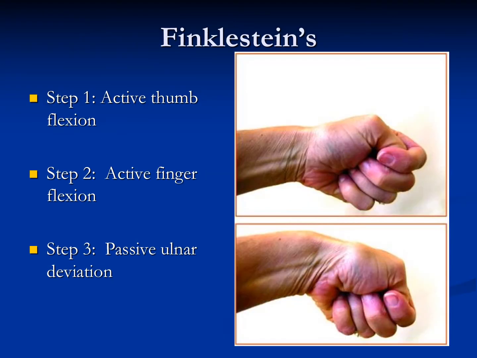You guys have heard of the Finkelsteins. These are the steps. You've reviewed this in lab, but I want to go over it again. So what are the steps? First, active thumb flexion. 2, active finger flexion over that thumb, right, so that they can maintain that position. And then you, as the clinician, will passively ulnar deviate that wrist, basically elongate that tissue. That's for step 3. Now, positive is technically pain in any of these steps, but in order for it to be a true Finkelstein, you need to complete all 3 steps.